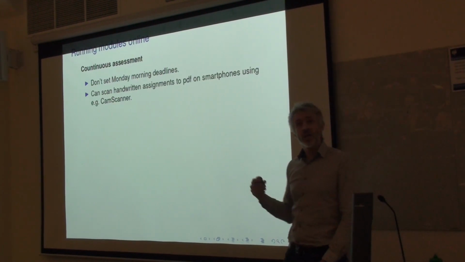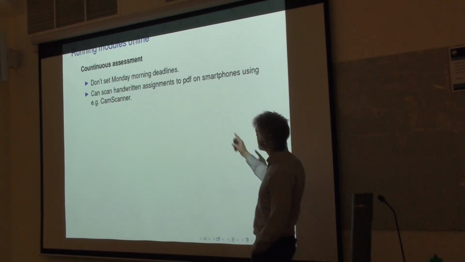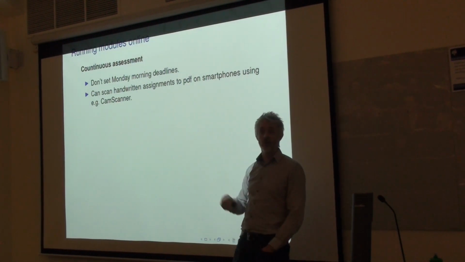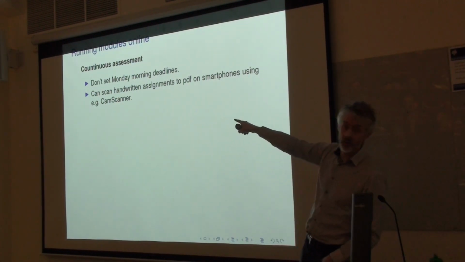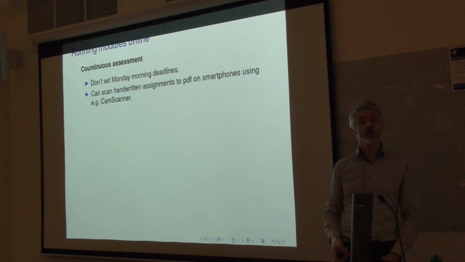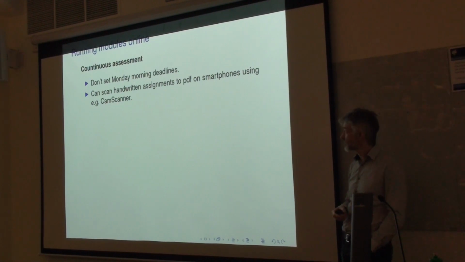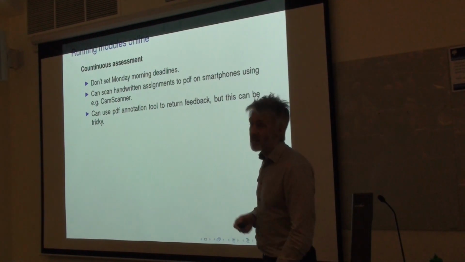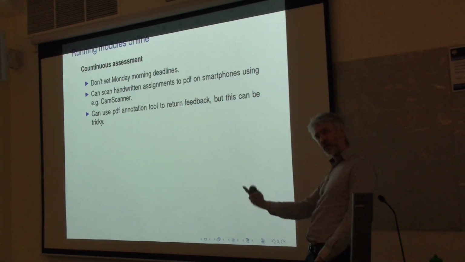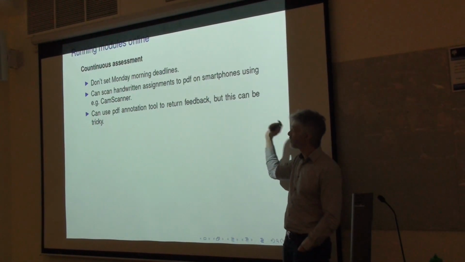If students need to write handwritten assignments, they can upload these as PDFs quite easily these days on their smartphone. There's a very good free app called CamScanner that they can use. It's almost as good quality as an office flatbed scanner. So I heartily recommend that they use that app if they need to scan something to PDF. And then, when delivering feedback, I use a PDF annotation tool to return feedback on their PDFs.